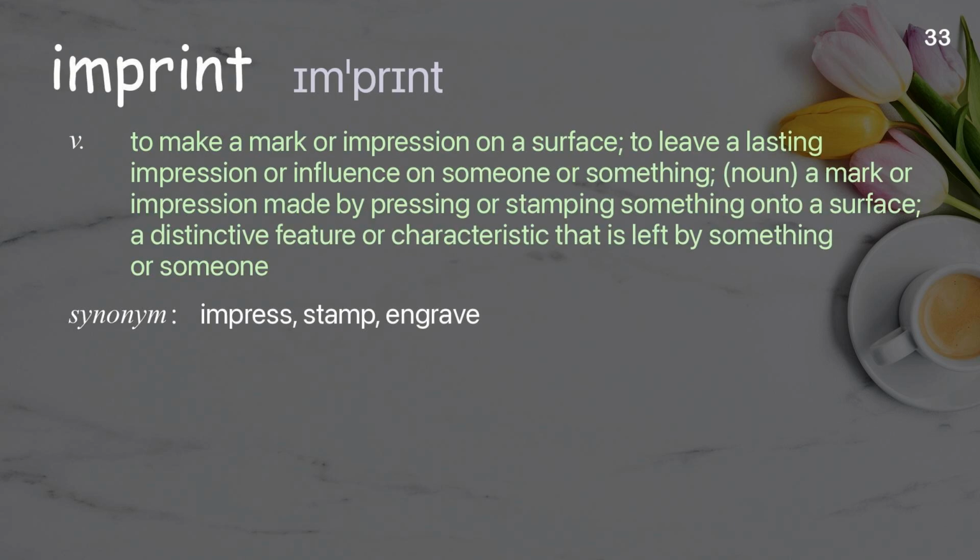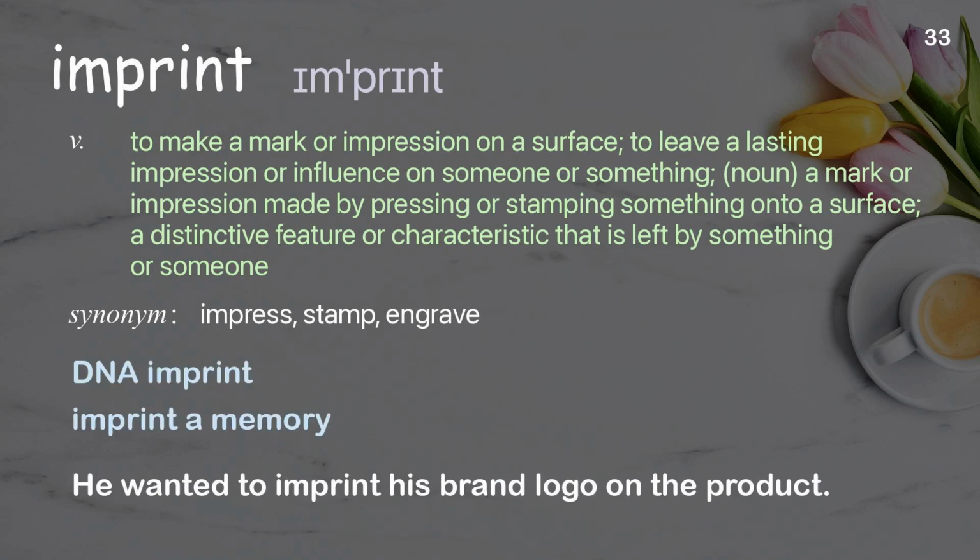Imprint. To make a mark or impression on a surface, to leave a lasting impression or influence on someone or something. Noun, a mark or impression made by pressing or stamping something onto a surface, a distinctive feature or characteristic that is left by something or someone. Examples: DNA imprint. Imprint a memory. He wanted to imprint his brand logo on the product.